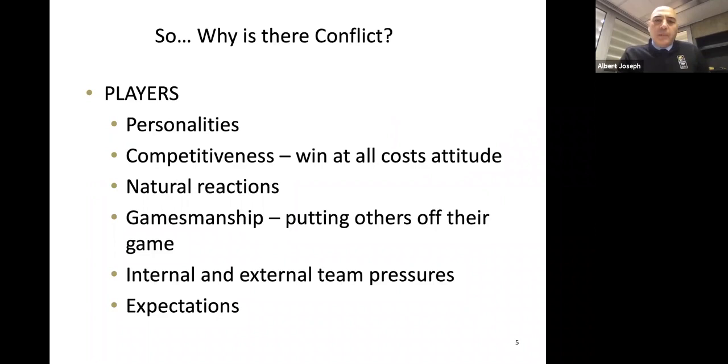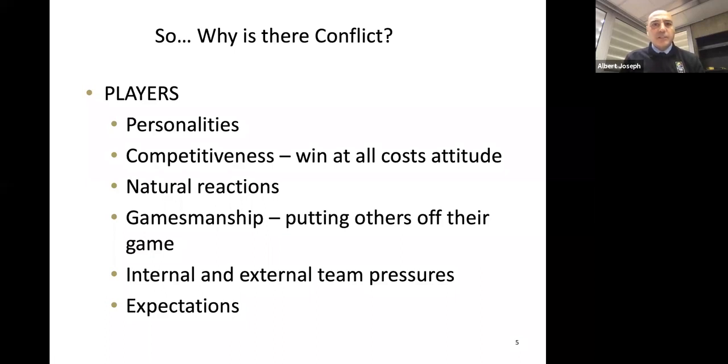Competitiveness is a big one. Some people have a win-at-all-costs attitude, and whatever it takes, whether that be gamesmanship or the like, they're there to win. And by doing so, sometimes they fall into the world of conflict because the conflict helps them win. And the conflict that is generated is because of their passion and commitment and the like. But it's not necessarily with an intent that they're trying to do something wrong. It's just that the competitiveness takes over and they're really intent on trying to win the game.